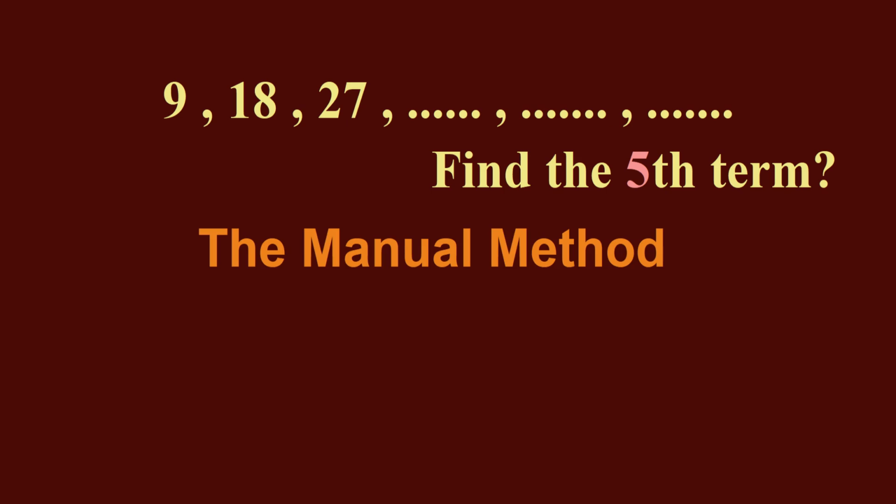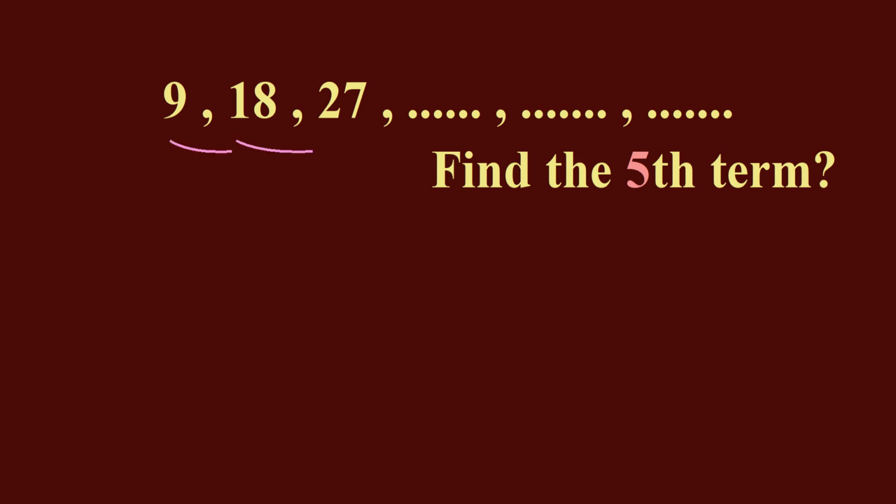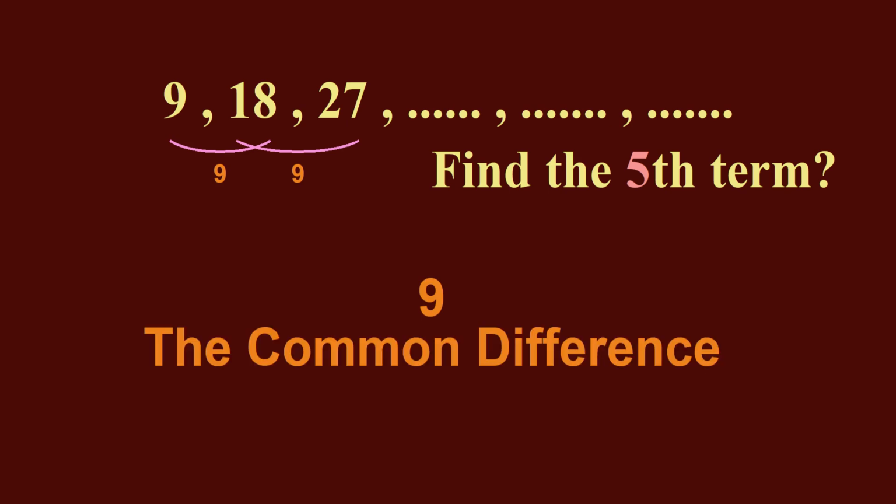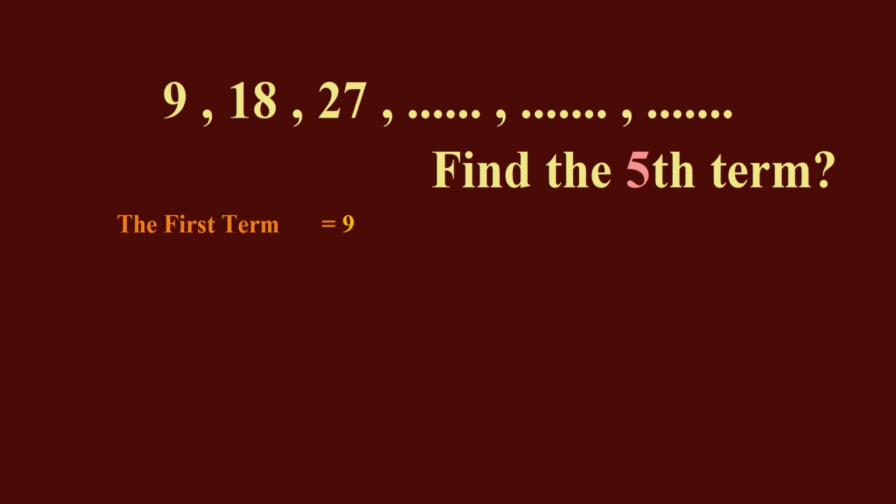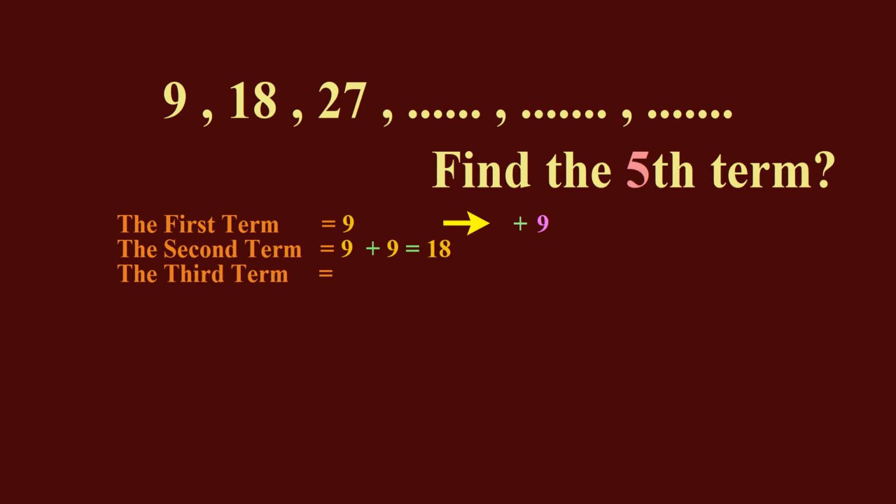Look at the problem. Since each term increases by 9 from the previous one, this 9 is called the common difference. The first term in the arithmetic sequence is equal to 9, and we can get the second term by adding 9 to the first term. So the second term is equal to 9 plus 9, which equals 18. And we can get the third term by adding 9 to the second term, 18 plus 9, which equals 27.